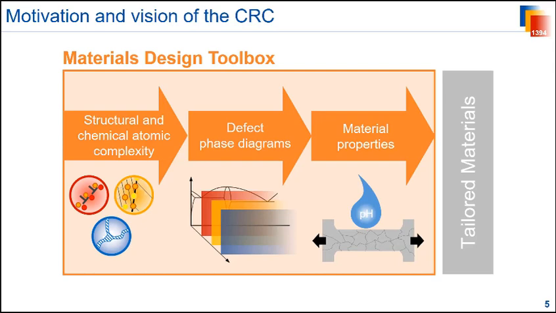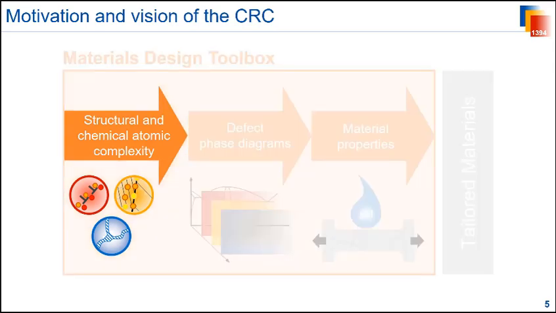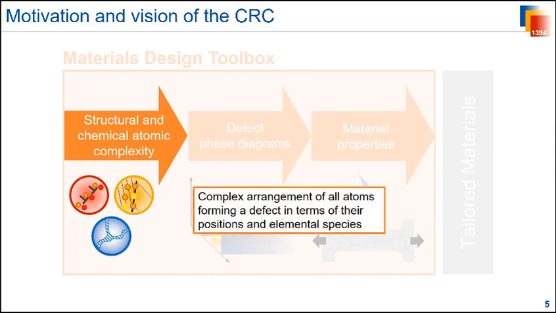What we do now is we look at them very quickly, and there will be follow-up presentations to then give you a closer view into each of these topics. So let's start at the beginning with the atomic structure and the chemistry of defects. And what we understand by this is the structural and chemical atomic complexity is the complex arrangement of all atoms that form a defect, and that's in terms of their position and their elemental species.